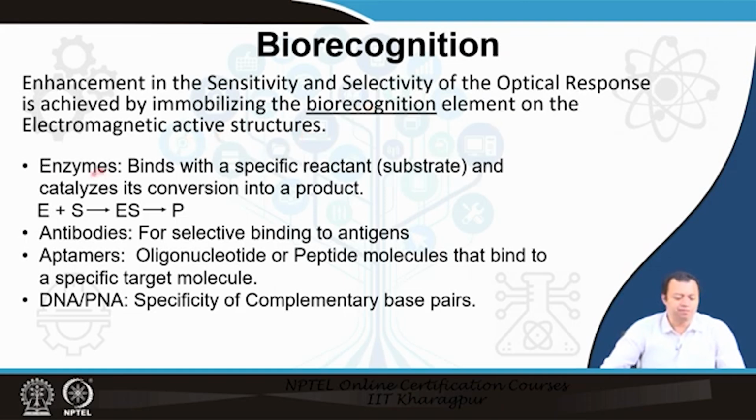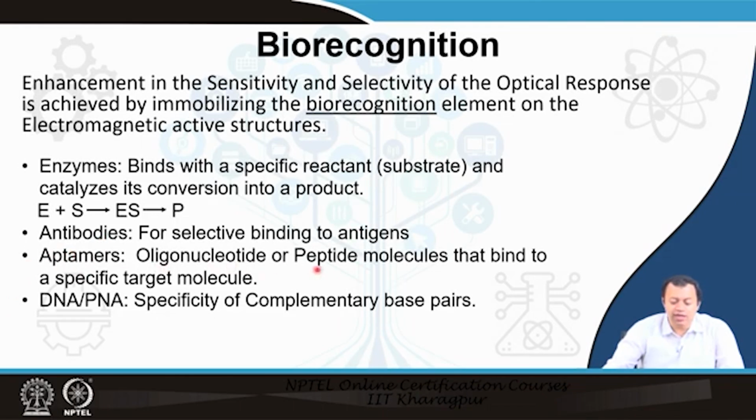What are these biorecognition elements? Enzymes bind with specific reactant substrates and catalyze their conversion into a product. Enzymes are very, very specific. Ask any chemist, enzymes are very, very specific. They will react only with certain substrates and create a product. With this product, you can attach the particular analyte. If this product is not present, the analyte will not get attached. These enzymes create this product, and thereby it helps you to attach this particular analyte. We have antibodies. Antibodies are very, very selective, we will see in a moment, for selective binding to antigens.